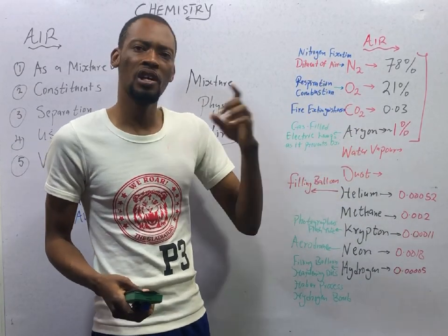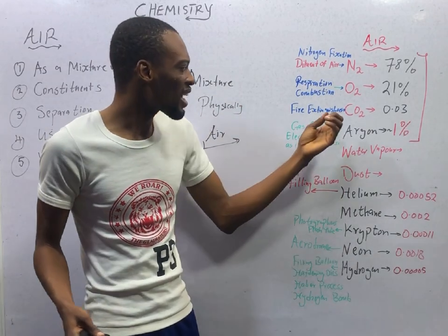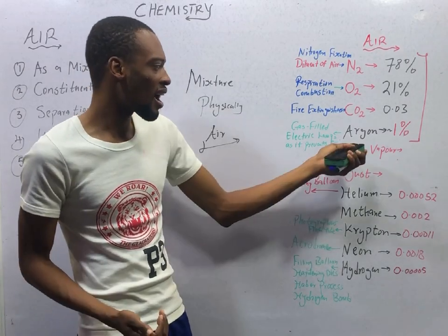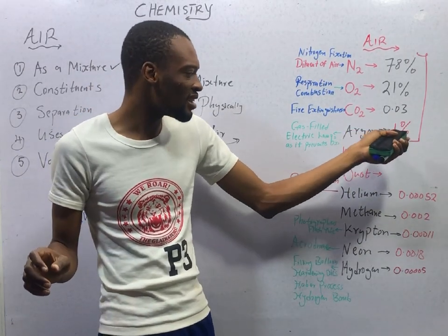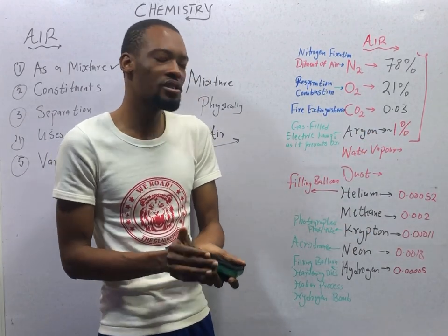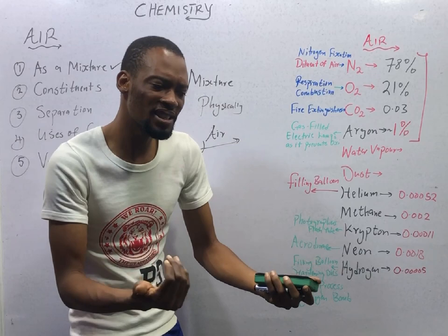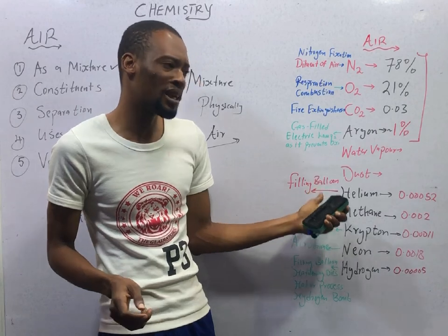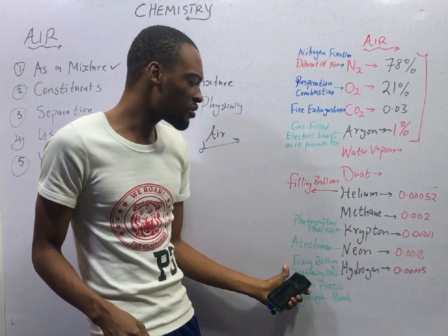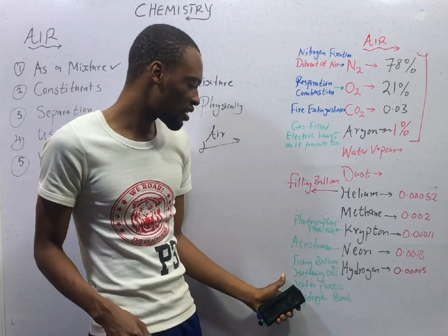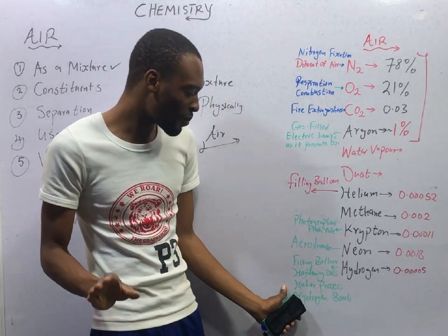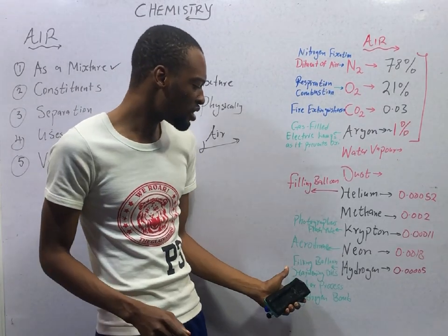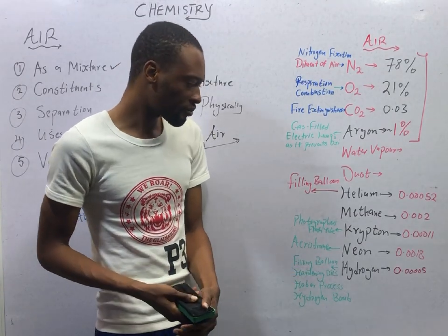Oxygen, apart from combustion, helps in respiration. The carbon dioxide are used as fire extinguishers and other things they do. Argon is approximately 1% in air and it is used in gas-filled electric lamp. This is because it prevents the oxidation of the filaments. Helium is used in filling balloons, same as hydrogen. Hydrogen is used in filling balloons, hardening oils, used in Haber process for manufacturing ammonia, and it is used to make hydrogen bomb. But our concern here is hydrogen being used to fill balloon.